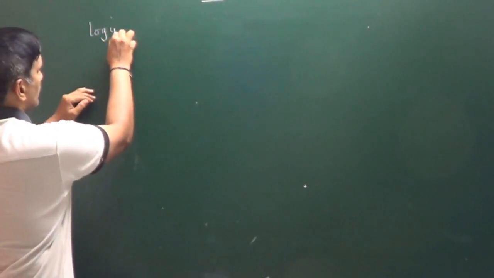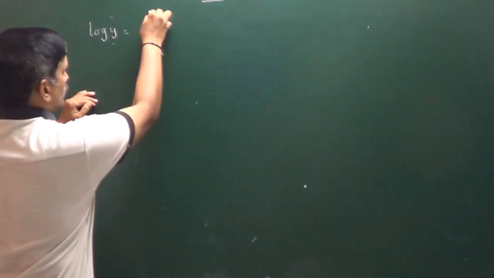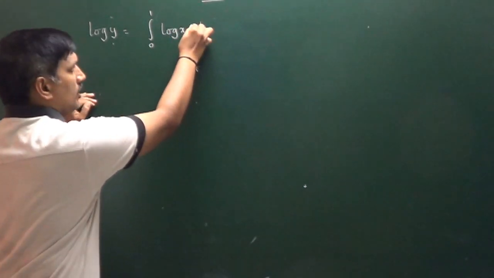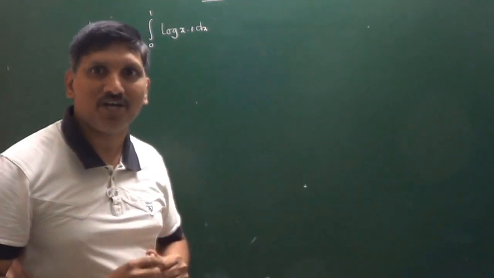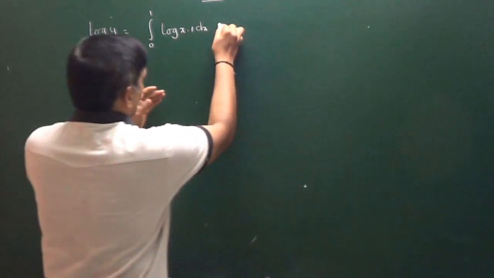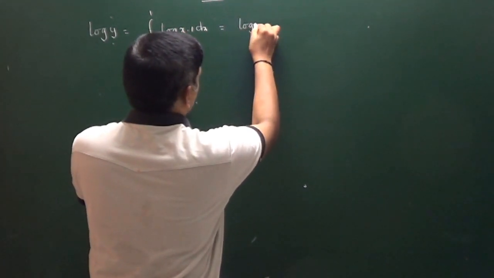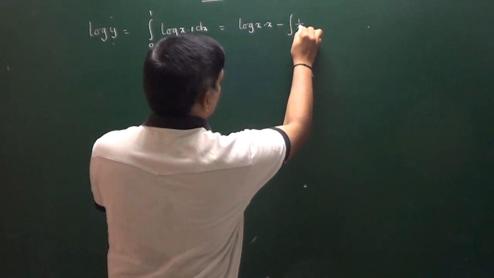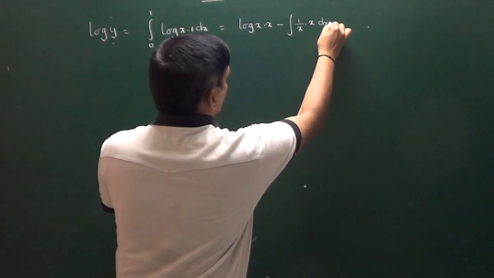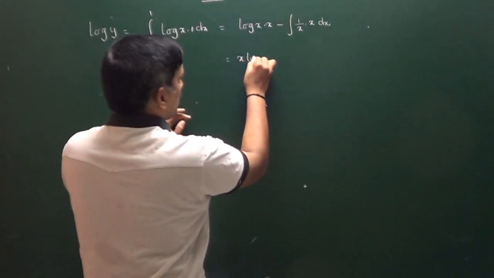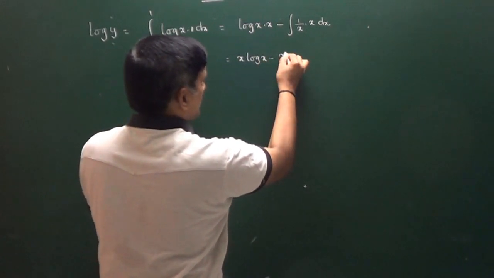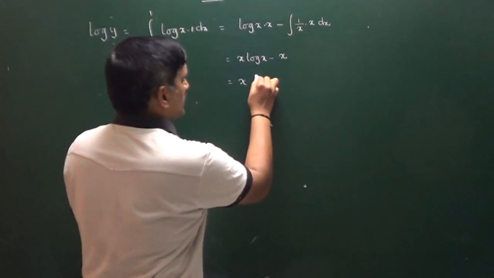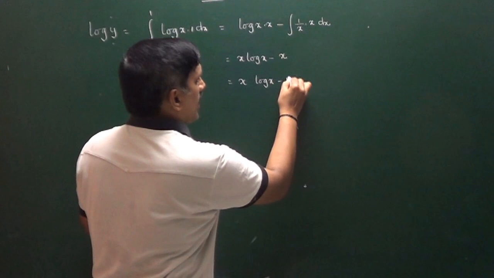Log y is equal to the integral from 0 to 1 of log x dx, which we got when doing the problem on definite integral as a limit of sum. I did this integration there as well. It is the first function into the integration of the second function, minus the integral of the differentiation of the first function into the integration of the second function. We can write it as x log x minus x, because the integration of dx is equal to x. So this is equal to x into log x minus 1.